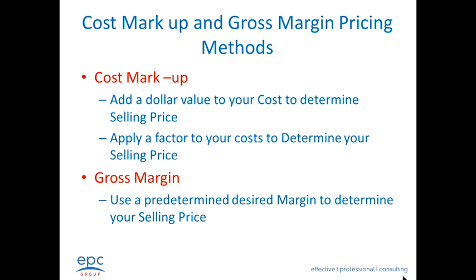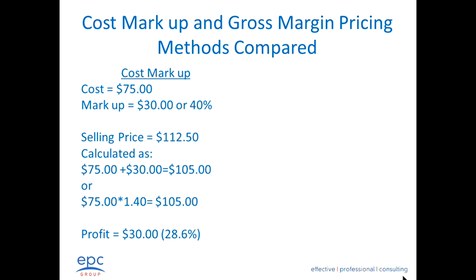One is cost markup, and the other one is gross margin. Cost markup is when you add a dollar value to your cost to determine a selling price. Sometimes you'll hear people say, oh, I'm just marking up my costs, and that's when they use a factor to determine the selling price. Gross margin, on the other hand, is when you're using a predetermined margin. We say, I want to be making 45% margin, or 40% margin on my products, to determine their selling price. Now, some people think that these two methods are the same. They're not. And the next slide is going to show us why.